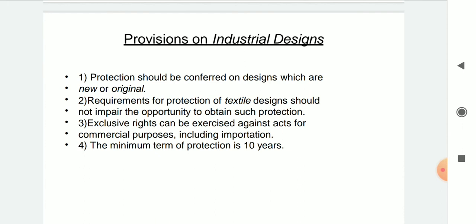Provisions on industrial designs. The protection should be conferred on designs which are new or original. Requirements for the protection of textile designs should not impair the opportunity to obtain such protection. Exclusive rights can be exercised against acts for commercial purposes, including importation. The minimum term of protection is 10 years.